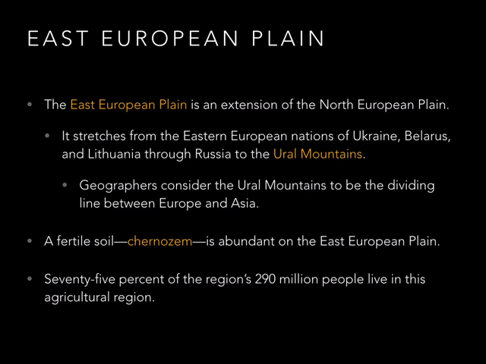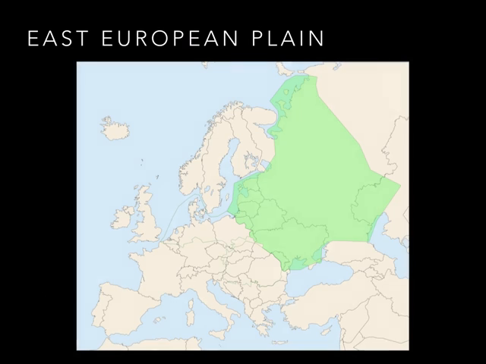On this East European Plain, there's a fertile soil called black earth. It's known as Chernozem, and it leads to abundant harvests. 75% of the region's 290 million people live in this agricultural region. And the green area on the map is the location of the East European Plain.